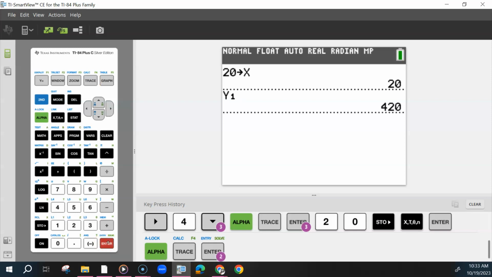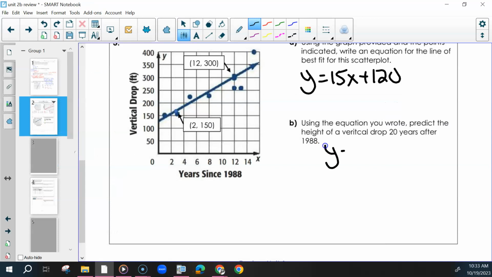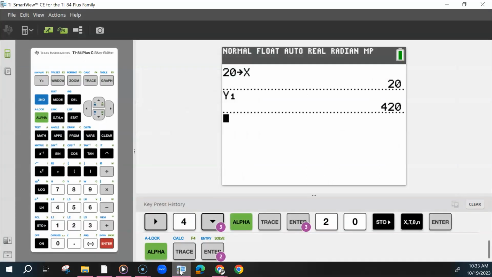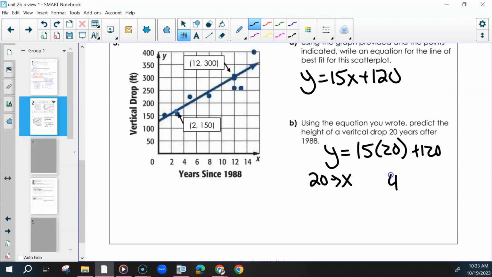The work for this one, if you don't do this and figure it out, then the work you would say is you stored 20 for x in the calculator. Show that, write that as your work. You get 401 feet. Make sure you put your labels as the vertical drop in feet.